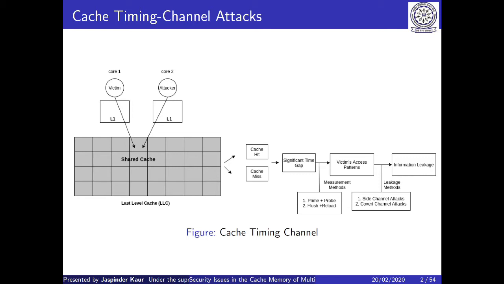Since these tables are stored in cache memories in a particular location, if the attacker knows the access pattern of the victim application in the cache memory, then from this access pattern it is possible to retrieve the key. So the main point that we'll discuss today is how an attacker can know the access pattern of the victim.